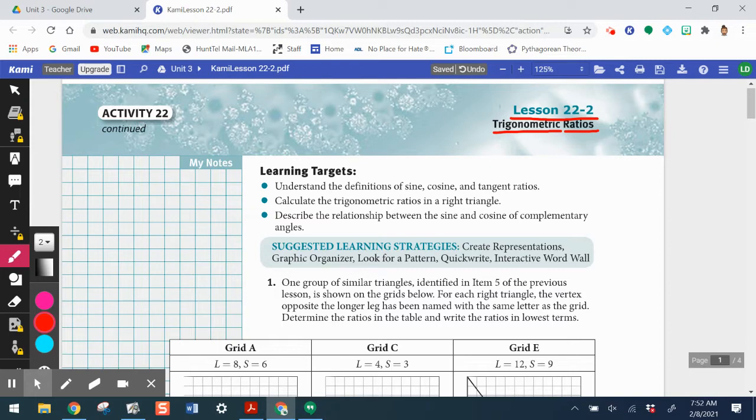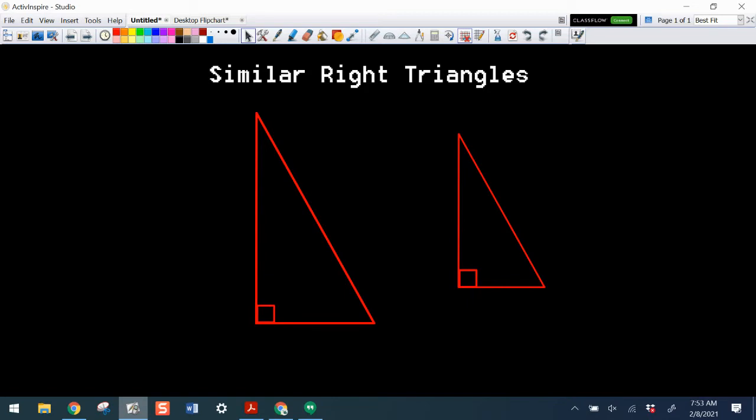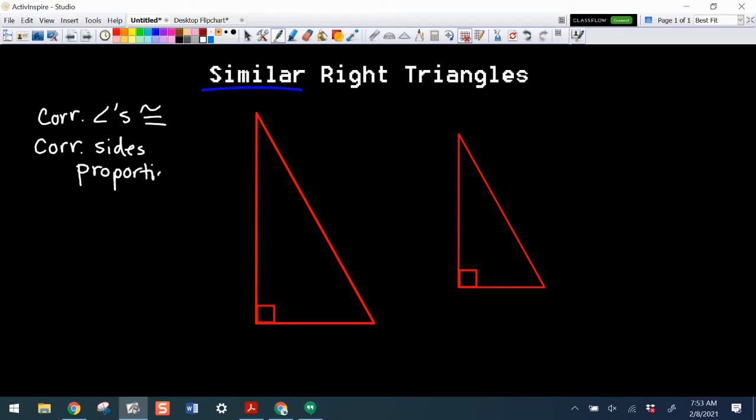Before we dive into lesson 22-2, let's just take a minute and review what we've seen up until this point. So here we have two similar right triangles. And just recall, when we use the word similar, we mean corresponding angles are congruent and corresponding sides are proportional, which means their ratios are equal.